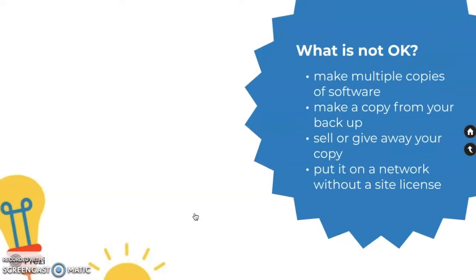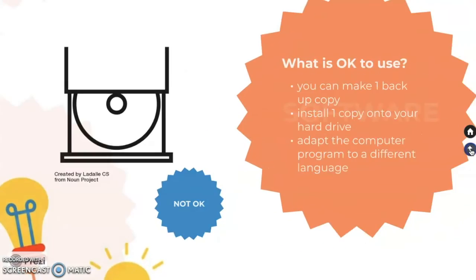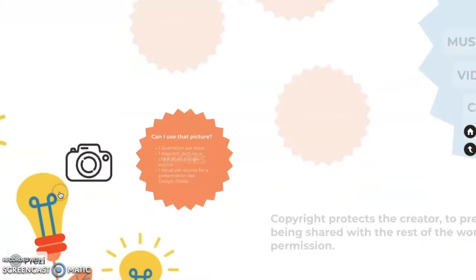However, it's not okay to make multiple copies of the software, make a copy and give it to your friend, sell a copy, or make a copy from your backup. And a big one is to put that single copy on a network without a site license. Say I purchased a software as your teacher, and then I went ahead and put that on the network so that everyone at school could use it. That's a big no-no, and that's a violation of copyright. And then we have images.